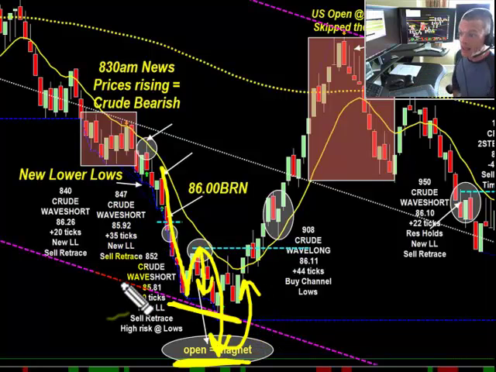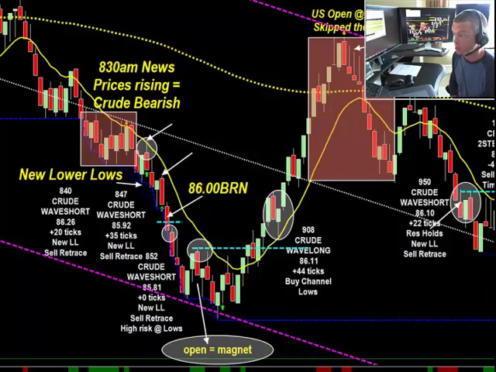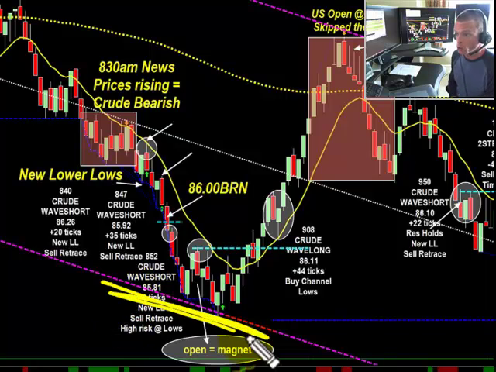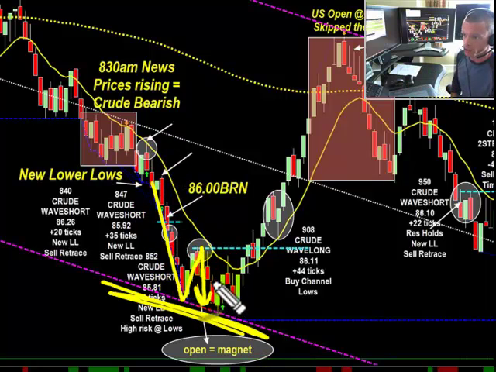All right, so I tried it, 852. We get 0 ticks out of it. +5, -5, +10, -10. And again, new lower lows. We sell the retracement. We know it's higher risk. But again, the compensating factor, the news, the channel, and the open. Now, here we are at the lows of that channel. And of course, at this point now, I already know this is a higher risk wave short.